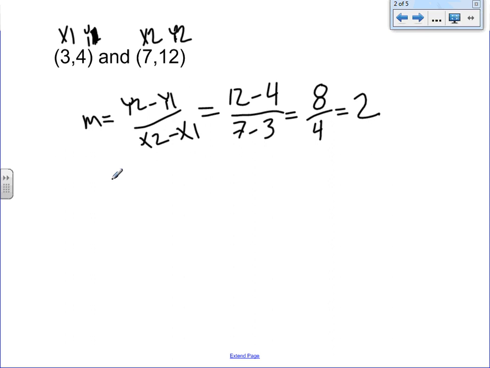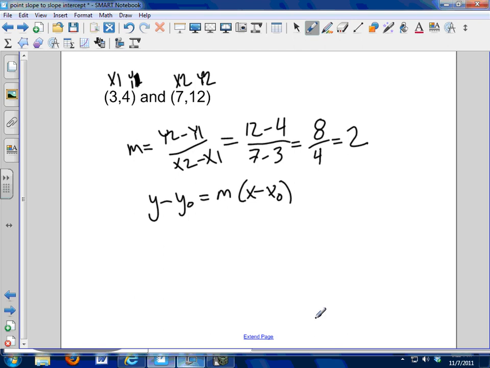So let's turn it into a point-slope equation. Y minus y0 is equal to m times x minus x0.